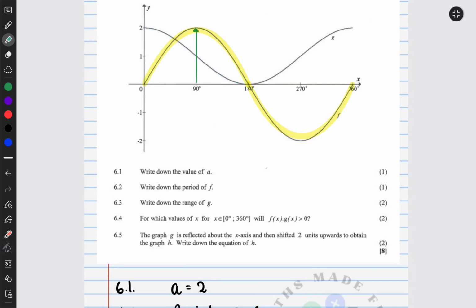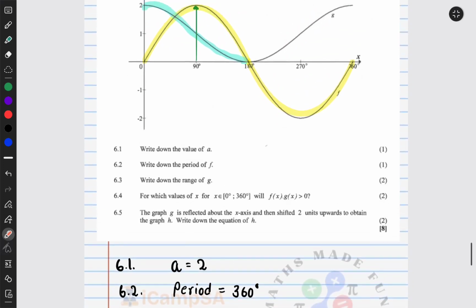And then let's come here from 0 to 180 degrees. You see both functions are above the zero line. They are both positive. A positive and a positive will give a positive. And then when you get to 180, the f function goes below 0. So a negative multiplied by a positive will be a negative, so it's no longer going to work.